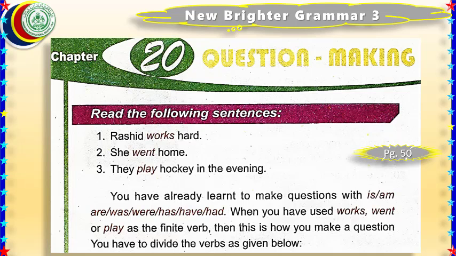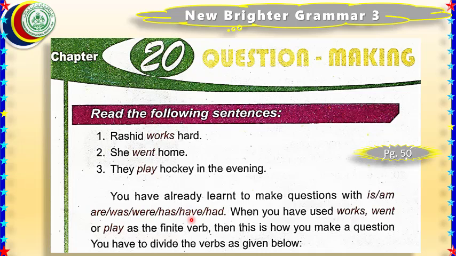This is chapter 20 of our grammar book. In this chapter, we shall learn question making. We are set to read the following sentences. Rashid works hard. She went home. They play hockey. You have already learned to make questions with is, am, are, was, were. Do you remember?